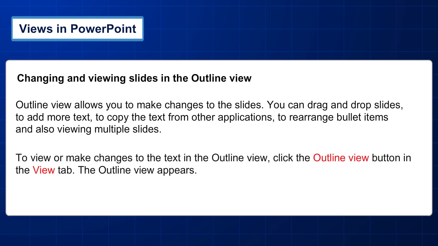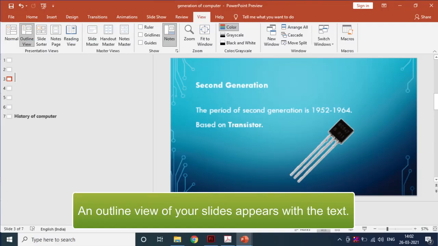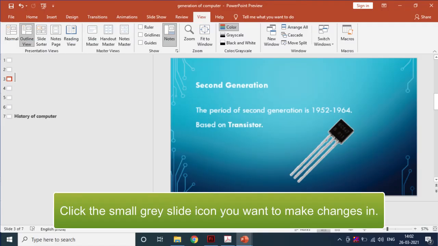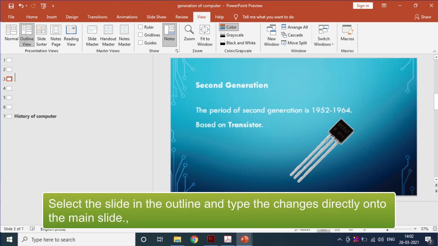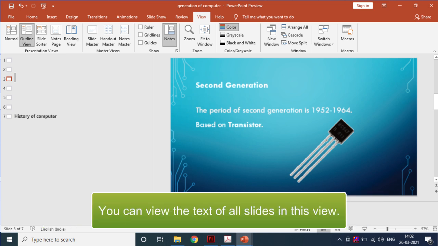To view or make changes to the text in the outline view, click the Outline View button in the View tab. The outline view appears. An outline view of your slides appears with the text. Click the small gray slide icon you want to make changes in. Select the slide in the outline and type the changes directly onto the main slide. You can view the text of all slides in this view.